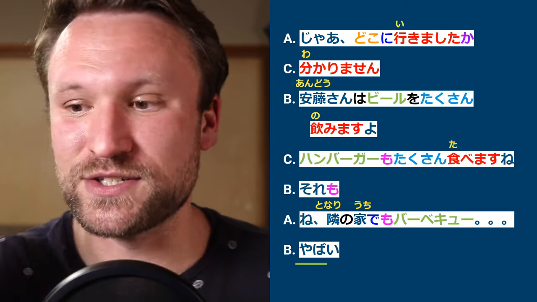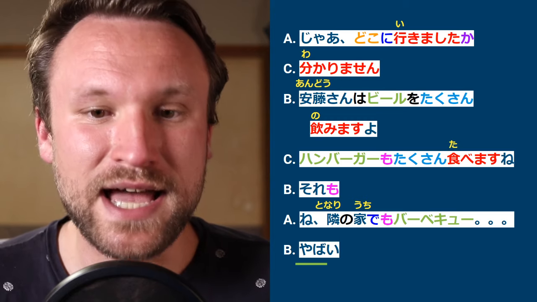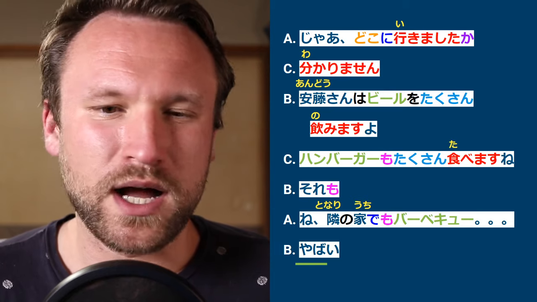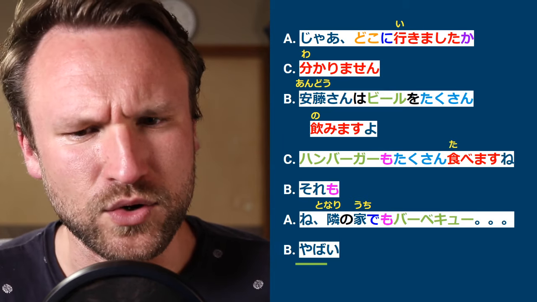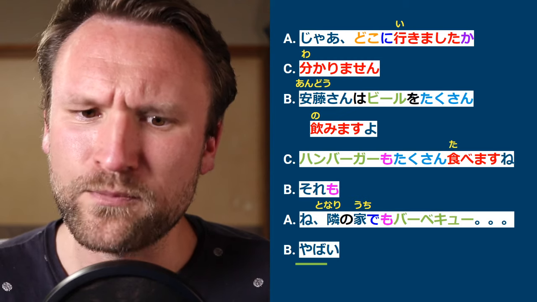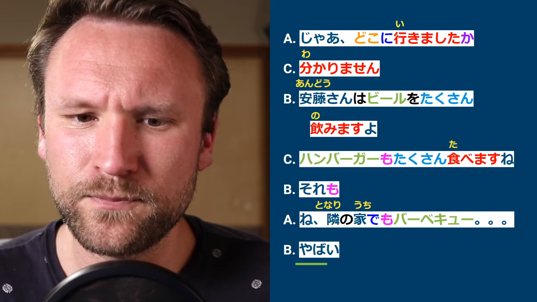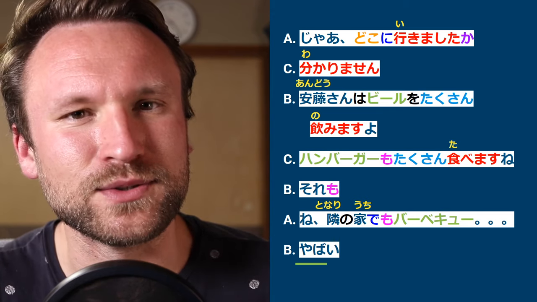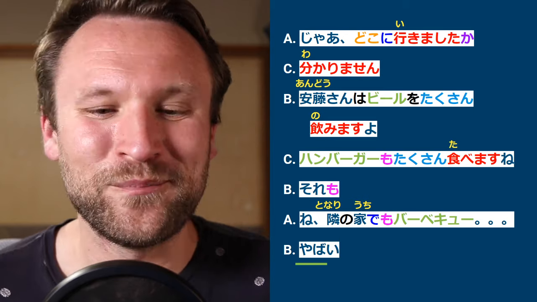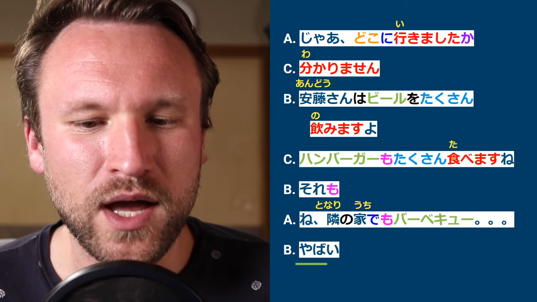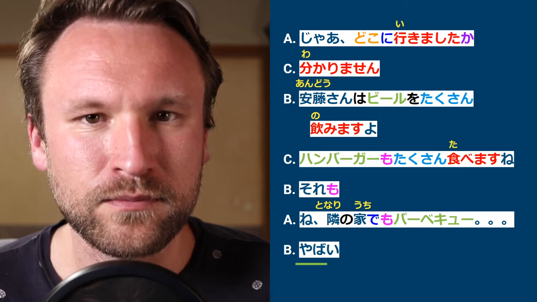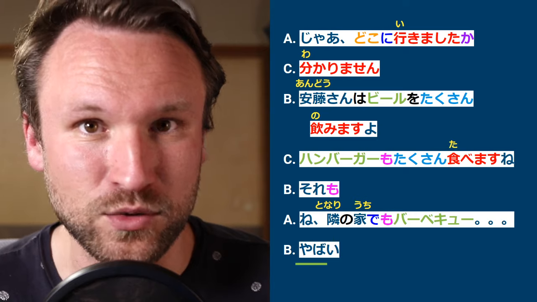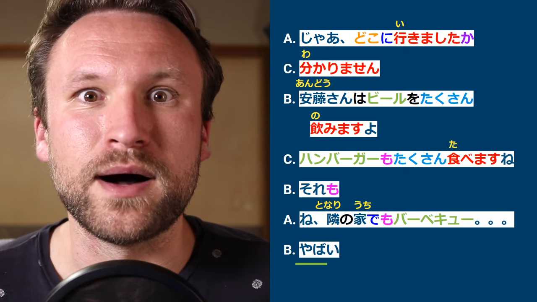We're back into our story about Ando-san. Ja, doko ni ikimashita ka? Wakarimasen. Ando-san wa biru wo takusan nomimasu yo. Hamburger mo takusan tabemasu ne. Sore mo ne. Tonari no ie de mo barbecue. Uchi. Tonari no uchi de mo barbecue. Dochi de mo ii. Yabai.